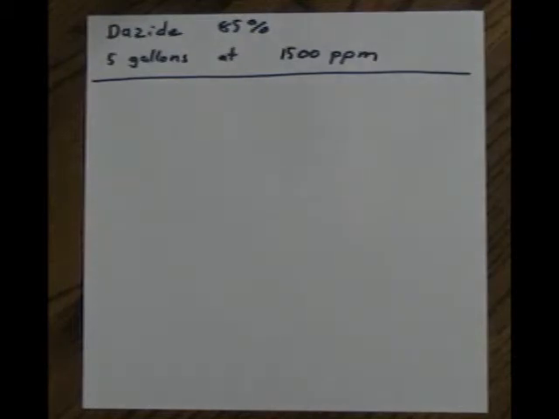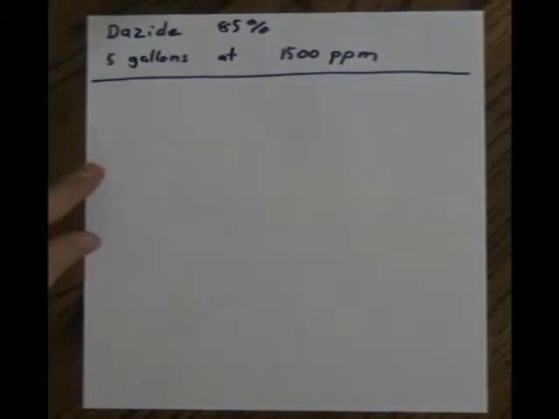Now let's do an example of a PGR that comes in a solid form, like Dazide, which comes in a formulation that's 85% active ingredient. We want 5 gallons at 1500 parts per million.